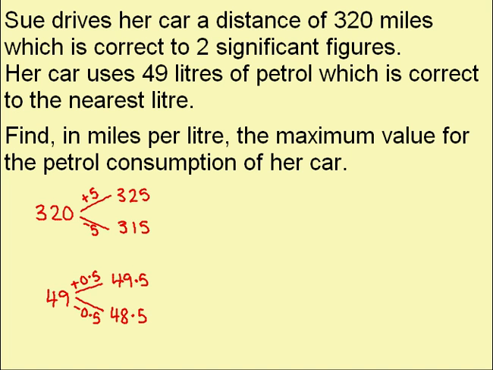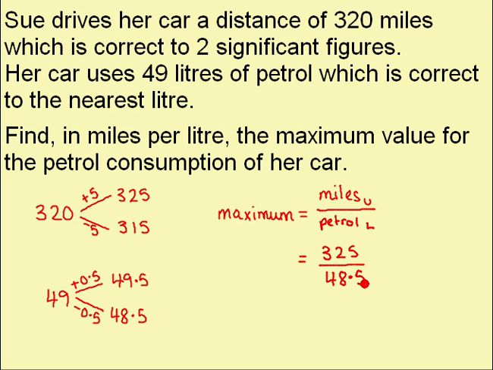Now what I want to work out is in miles per litre, so that means I've got to divide the miles by the litres, and I need to find the maximum value. So for the maximum value, I want the largest possible miles, so that's the upper bound of the miles, and I want to divide that by the lowest possible amount of petrol, so that's the lower bound for the petrol. So that gives me 325 divided by 48.5. Using a calculator and rounding to one decimal place, I get the answer 6.7 miles per litre.